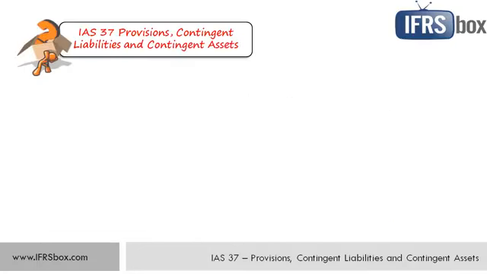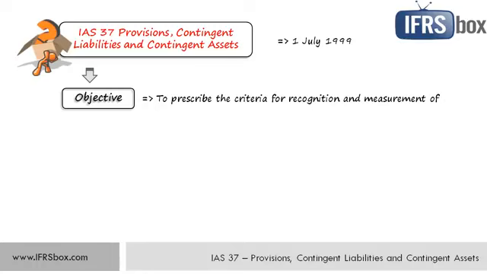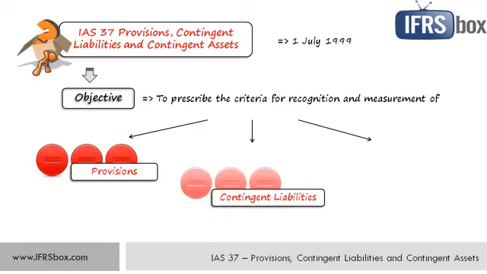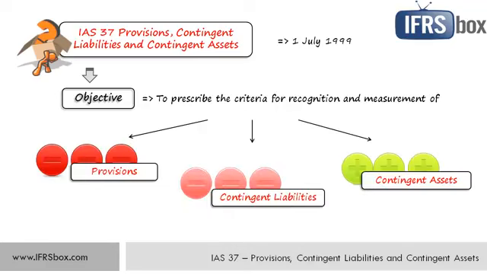The standard IAS 37 belongs to the older standards, as it was issued in its current version in 1998 with the effective date of 1st July 1999. The objective of IAS 37 is to set the criteria and rules for measurement and recognition of provisions, contingent liabilities, and contingent assets, plus set the disclosures required for these items.